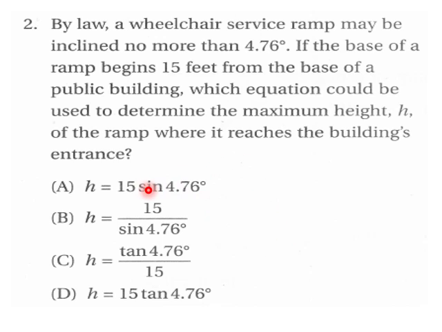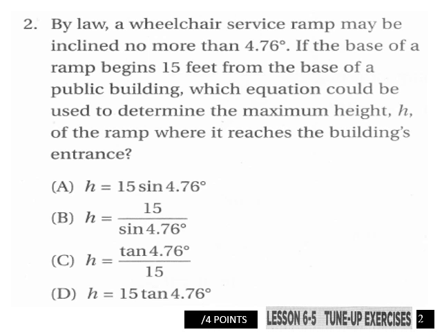And then number two, by law, wheelchair service, and so on. So you have to figure what the cosine function would be that would work for this wheelchair service ramp situation, where the ramp reaches the building's entrance. So find out what your h is on that. 4 points for that one.